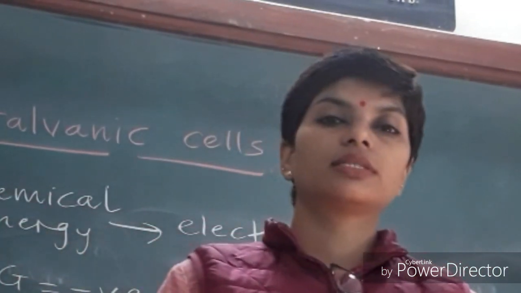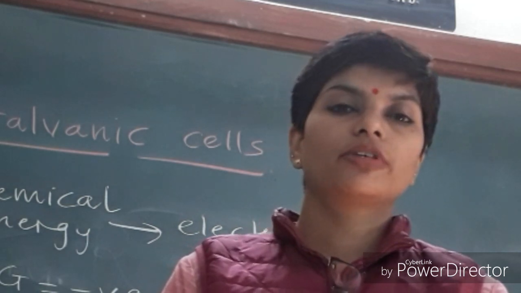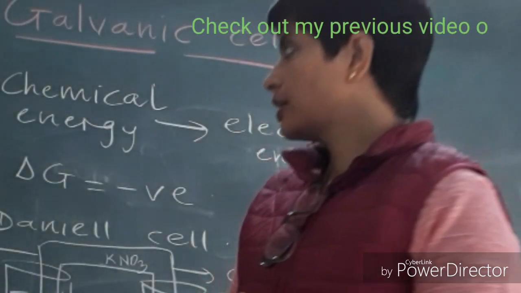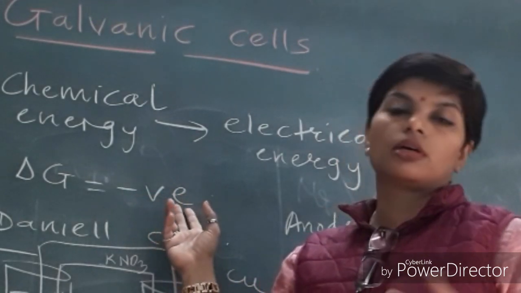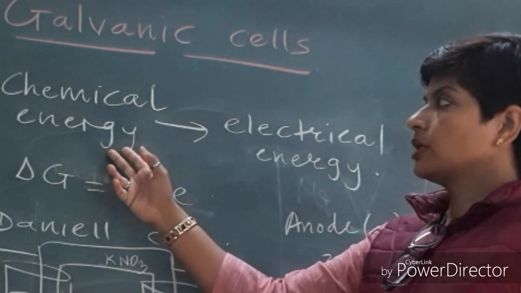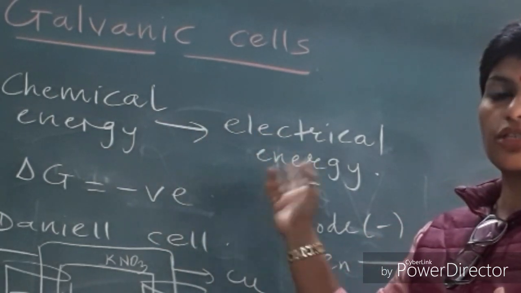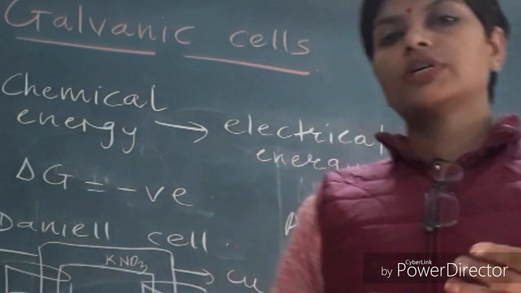And what's the difference basically between an electrochemical cell and electrolytic cell, which we discussed in a previous video, is simply that in an electrochemical cell it's a spontaneous process. It's going to have a negative delta G, that is, it happens on its own. Chemical energy gets converted into electrical energy, whereas in an electrolytic cell the reverse is going to happen.